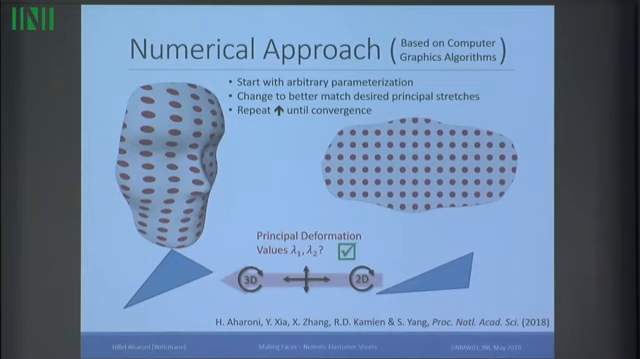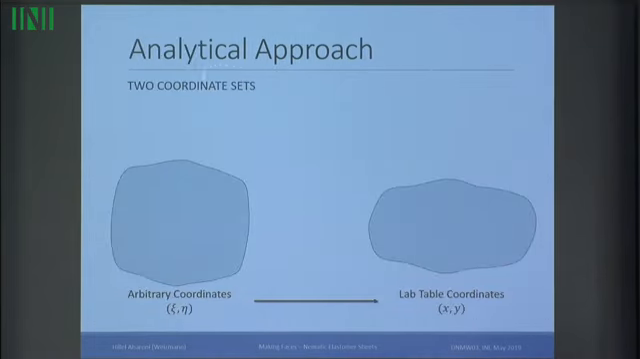And for this, Itai came up with an analytical approach. So again, we have these two coordinate sets. We have these arbitrary coordinates that we start with, and we have these lab table coordinates, which we want to end up with, the coordinates in which we actually make the eventual nematic elastomer sheet.